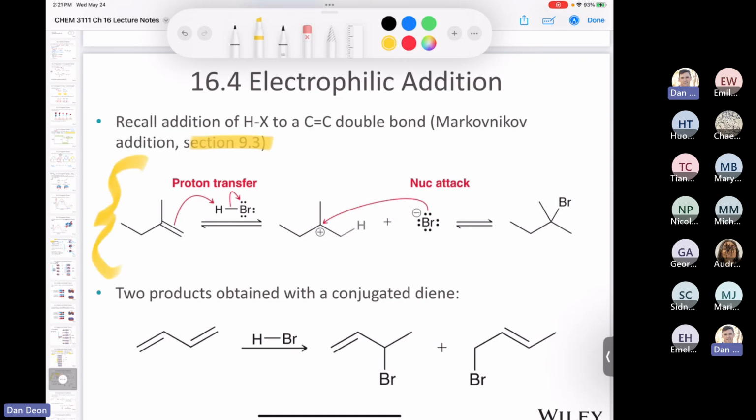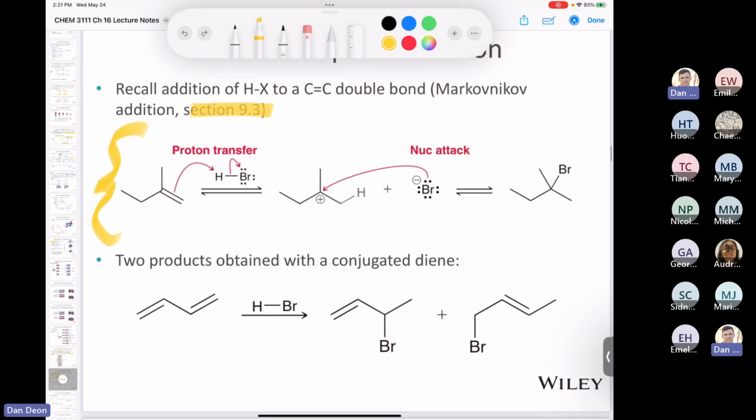This is a good old reaction from chapter, I guess this would be chapter 7, really. Just a Markovnikov addition of HBr across a double bond. The rich get richer. You form a stable carbocation. It undergoes nucleophilic attack. Nothing new there, okay? So this is just review, what I have on the top.